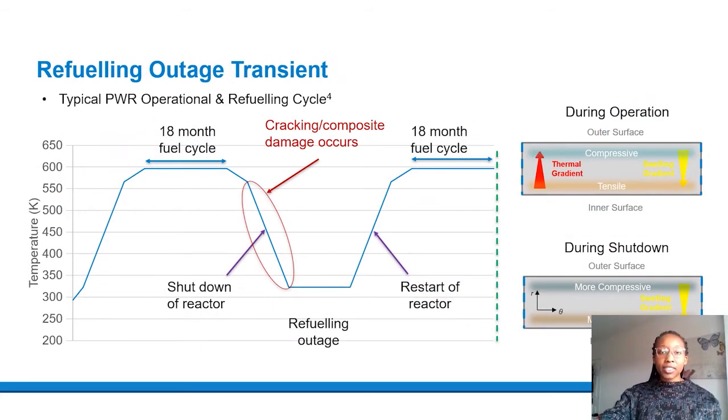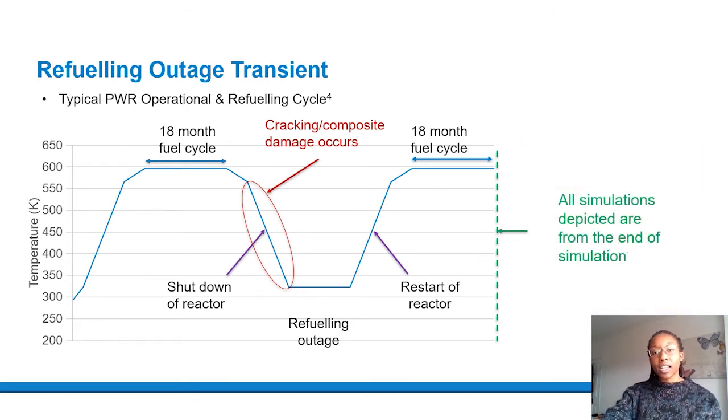This work modelled the typical conditions found in a PWR reactor, including 2 18-month fuel cycles, plus a reactor shutdown to simulate a refueling outage. As we can see from the diagram on the right, during normal operation, the thermal gradient actually decreases the magnitude of the tensile and compressive stress fields found in the clad. However, upon reactor shutdown, the magnitude of the compressive and tensile stress fields found in the outer and inner surfaces of the clad respectively increases. This leads to cracking and damage being found during the onset of reactor shutdown.